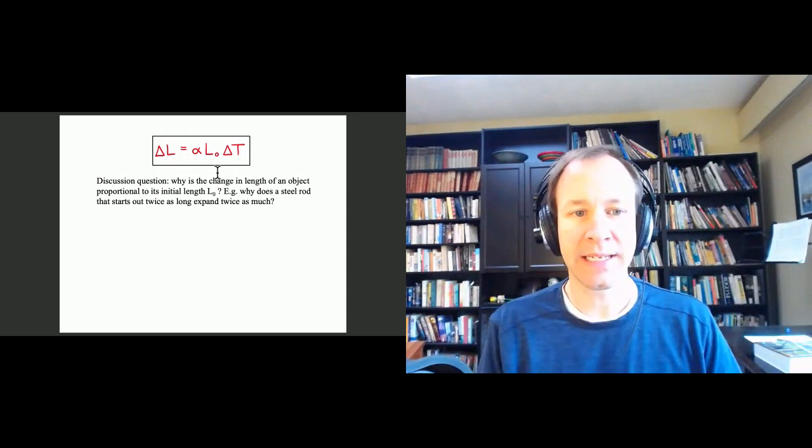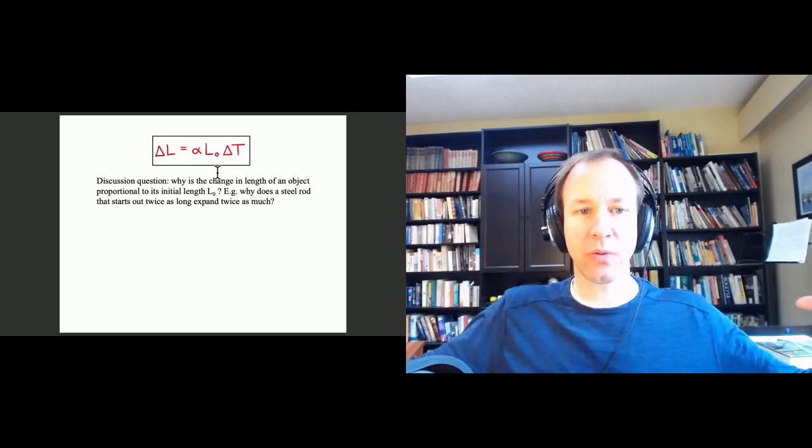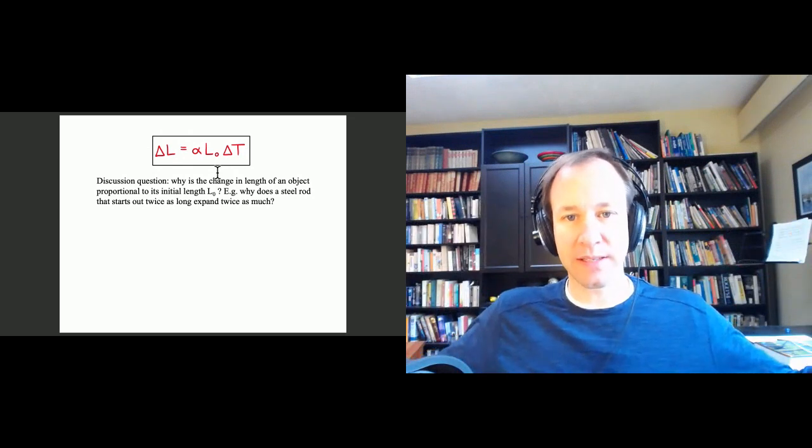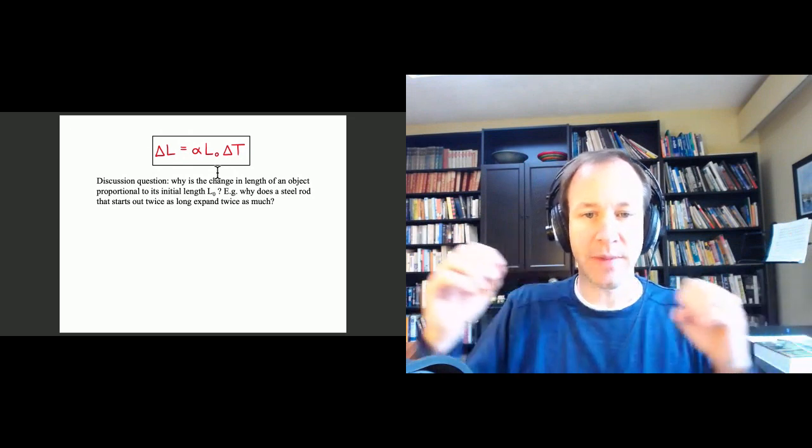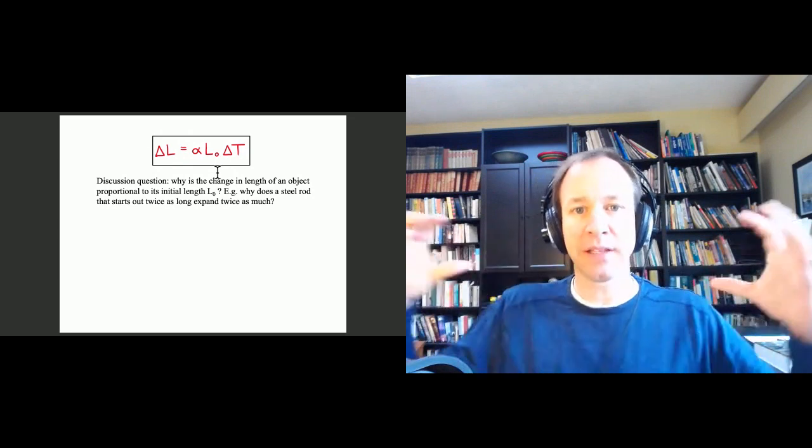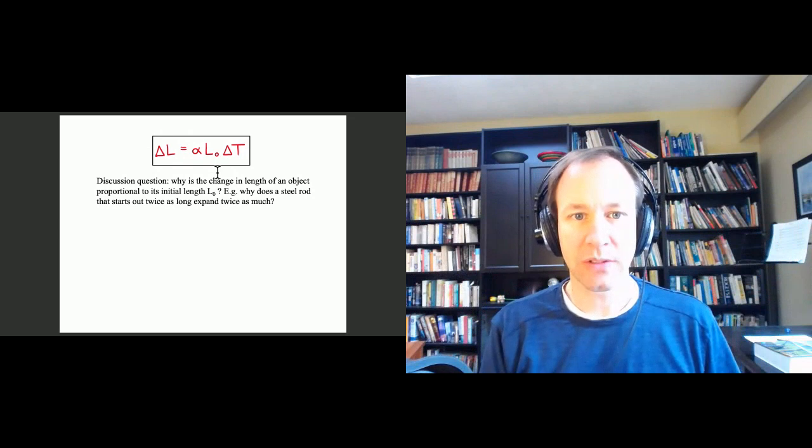Okay, so that is why if you have a longer object that's twice as long, it's going to expand twice as much. The left half expands a certain amount. The right half expands the same amount. The total expansion is the sum of those two.